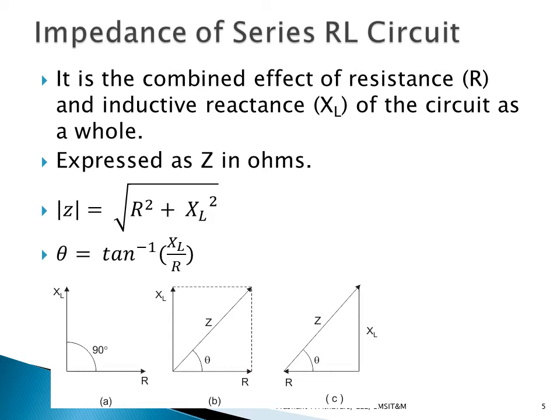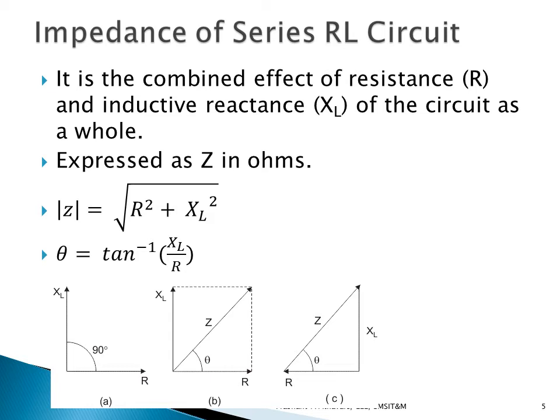I repeat, R plus jXL. R over here represents the resistance and XL is the inductive reactance. The sum of these two is the total impedance. So the magnitude of that impedance is the square root of the real part squared plus the imaginary part squared. The real part is R and the imaginary part is XL. So if you write it under the root, you will get the magnitude of the impedance. This is the total opposition to the current.